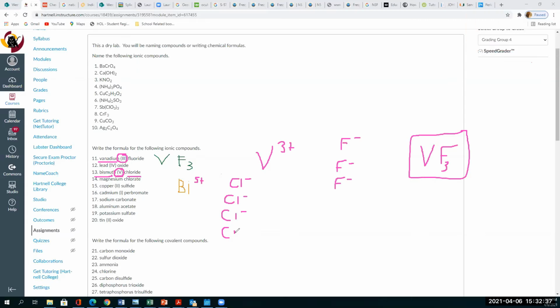-1. One. -1, right? So it's going to have a -1 charge, right? Because it's 1 away from being a noble gas.